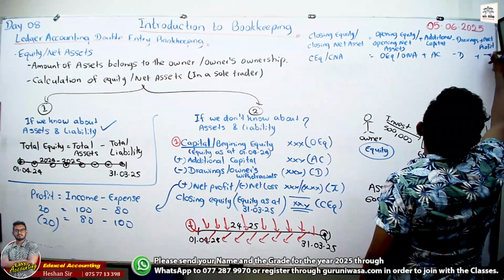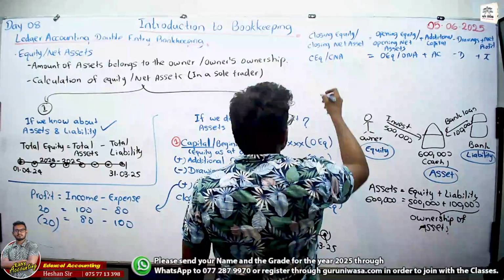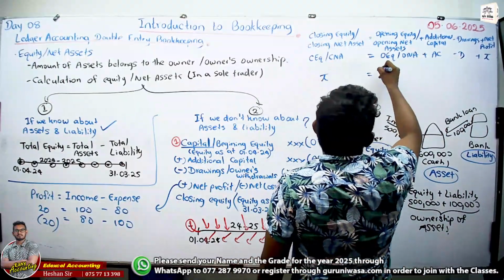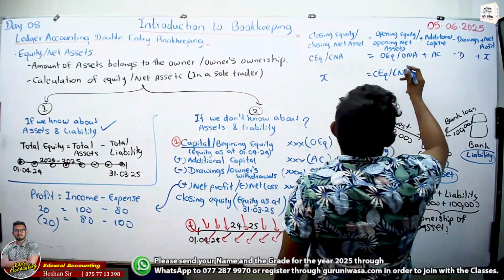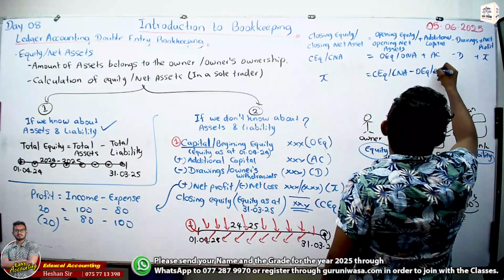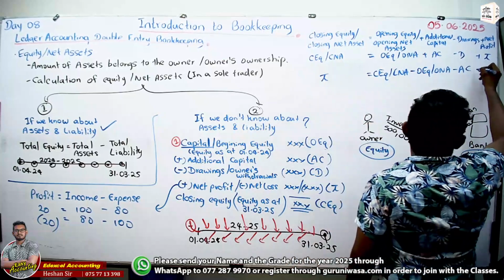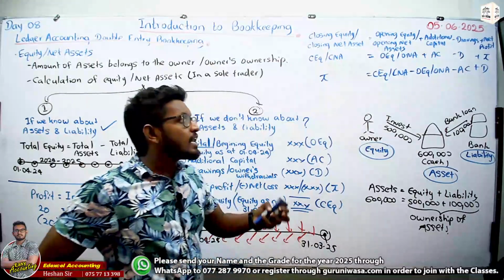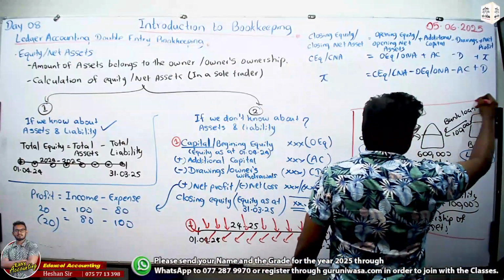I'll write it like this. Now we can calculate the profit of the business using this formula. How to calculate profit? I'll keep profit in here and take the other things to this side. Closing equity or closing net assets. You know, in maths, once I take to this side, it converts into minus. Opening equity or opening net assets. When additional capital comes to this side, minus additional capital, then plus drawings come to this side, it becomes this. Likewise, using the second formula, we can calculate the business profit as well. Though we don't know about assets and liabilities, we can calculate the profit as well, right?